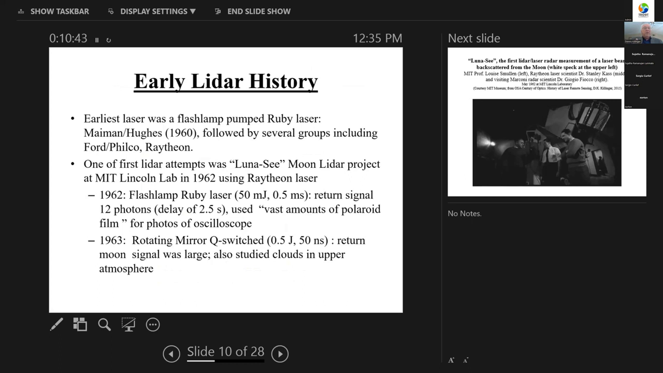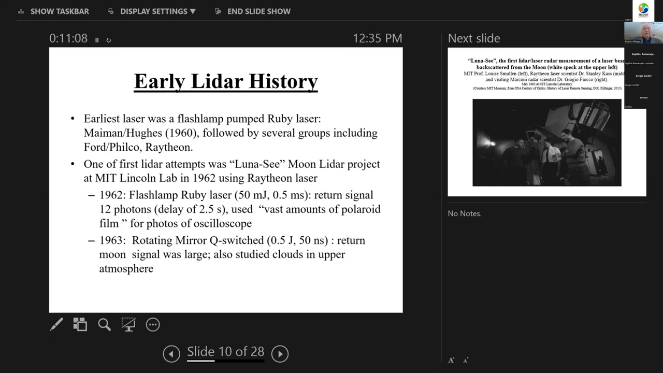And the reason I bring that up is because the next year, in order through a large telescope, and this is out at MIT at the Lincoln Lab group, they used a flash lamp ruby laser with a pretty good, a lot of power, 50 millijoules, but it wasn't Q switched back then.